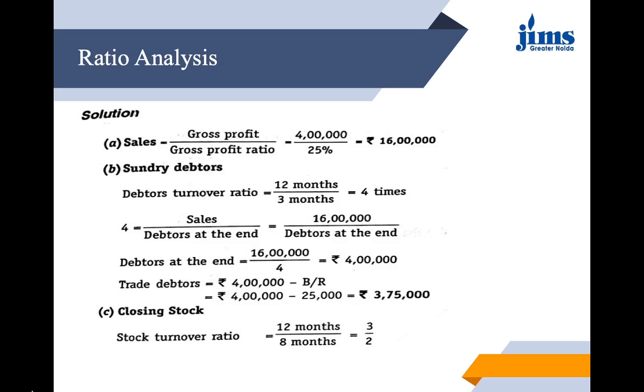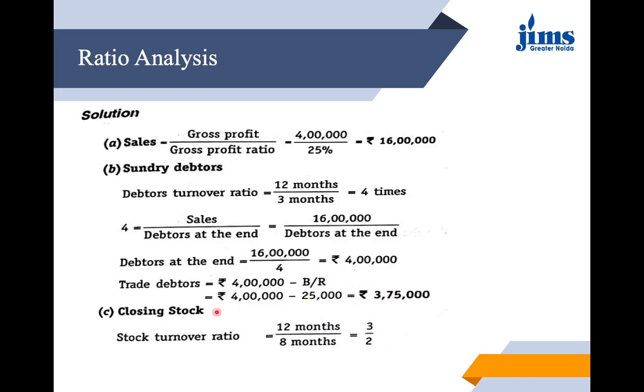Then you can consider the formula for debtors turnover ratio, that is equals to sales upon debtors. The sales we have already calculated is 16 lakhs. So from there we can find out the amount of debtors, that is rupees 4 lakh. You can find out trade debtors by subtracting bills receivable from it. That would come out as 3,75,000.